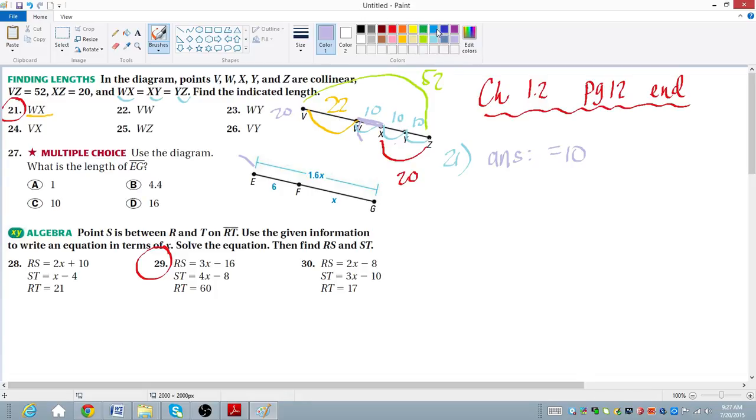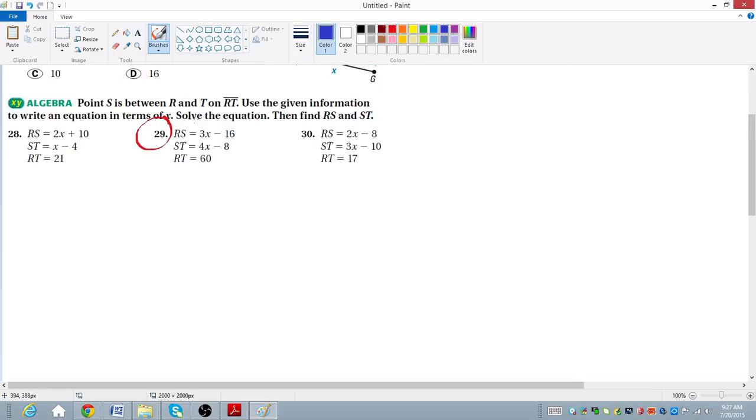Number 29, let me scroll down a little bit. This involves understanding the questions, and you got to read the question and go sentence by sentence. All right. So let's start with this. Point S is between R and T, and now looking at this line on top of RT, I know that this is a line segment. So I'm gonna draw a line segment because that's what that line means. And since it's a line segment RT, then I know that this got to be R, and this point is T, because two points determine the name.